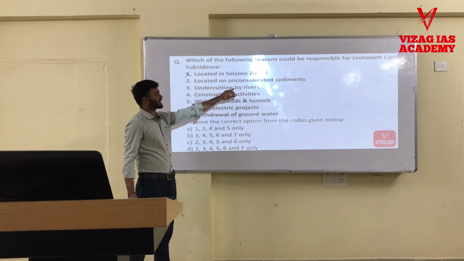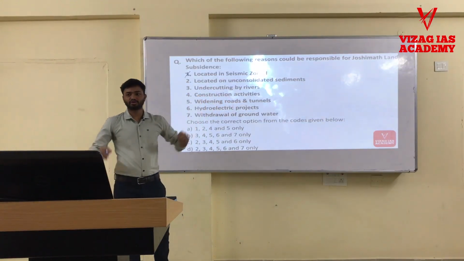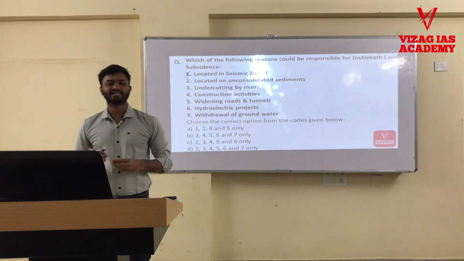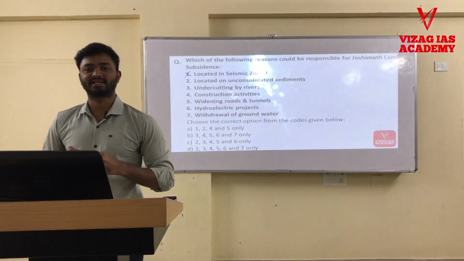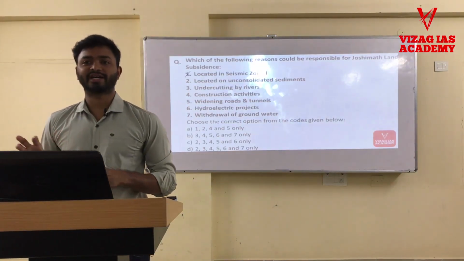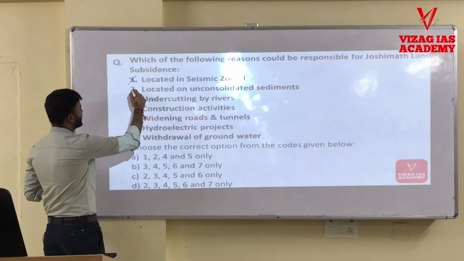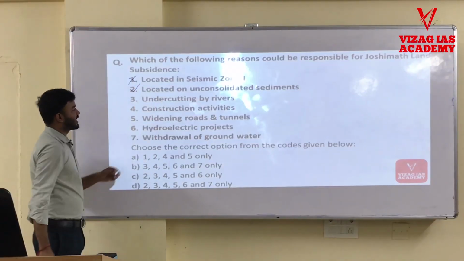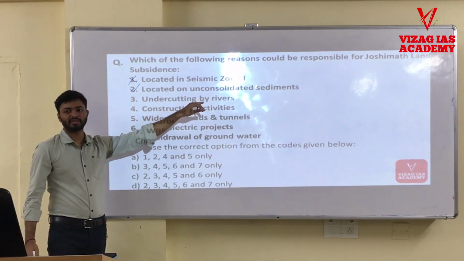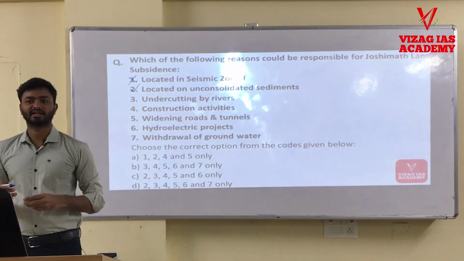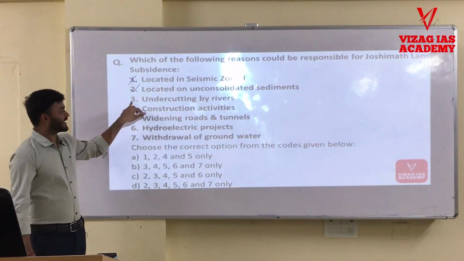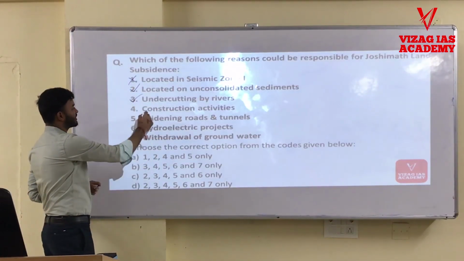Now, it is located on unconsolidated sediments, correct? Joshimath is present on an already destabilized area, which is a part of a landslide. It is of very unconsolidated materials, and hence it can sink down easily. Then, undercutting by the rivers. Joshimath is present between the rivers Alaknanda and others, and the undercutting and erosion of these rivers is also responsible.